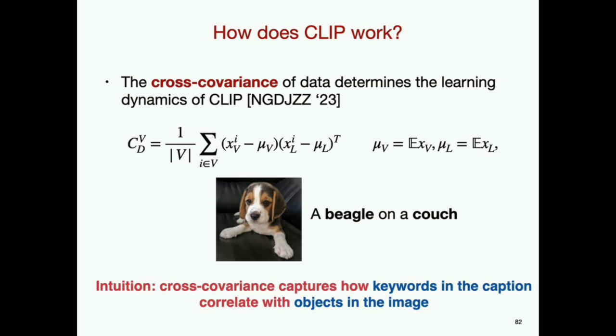And the more often a keyword appears with a given object, the stronger the correlation will be, and vice versa. So here we can see that our image is a beagle sitting on a couch, and the keywords are beagle and couch. This may appear very often, but perhaps beagle with the beagle image will appear even more often, and so there'll be a stronger correlation there. So that's the intuition of what cross-covariance is.